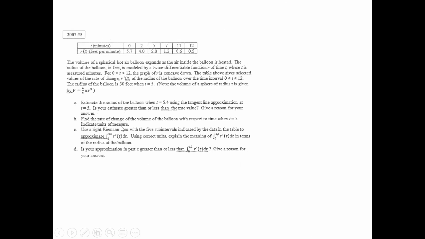All right. So then for B, it says find the rate of change for the volume of the balloon with respect to time when t equals 5, and indicate a unit of measure. So for B, my goal is to find the change of volume, dV over dt. You know that your volume is 4/3 pi r cubed, and t is at 5. Your rate of change is 2 feet per minute.